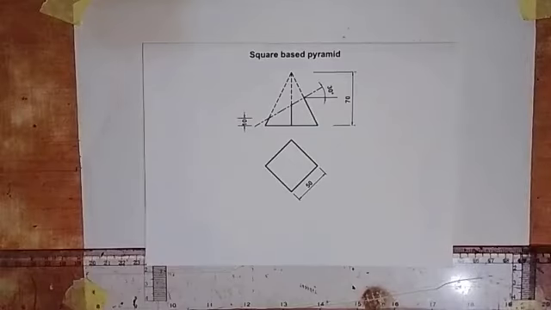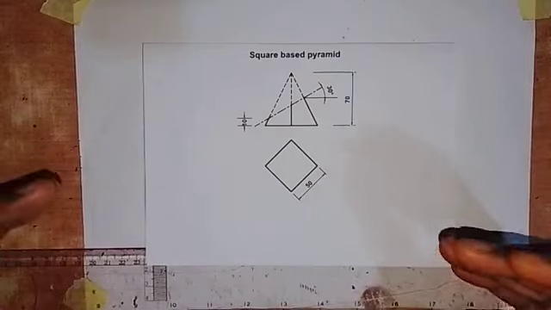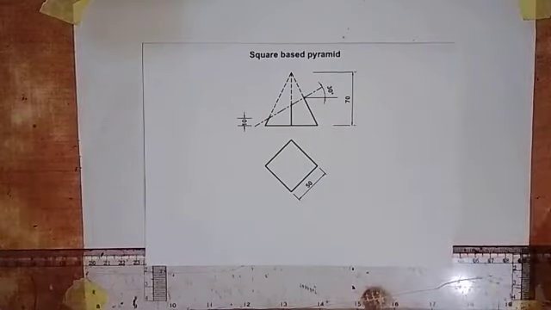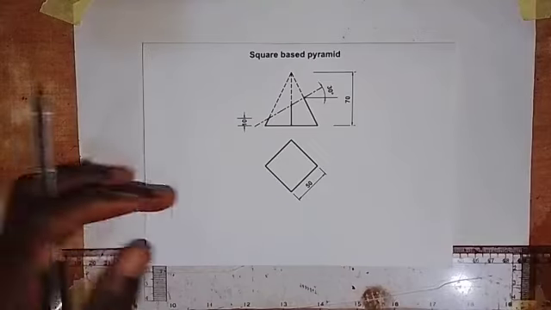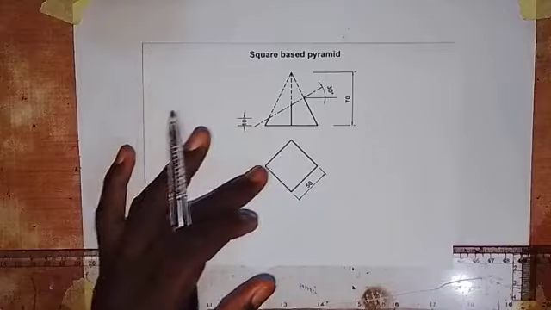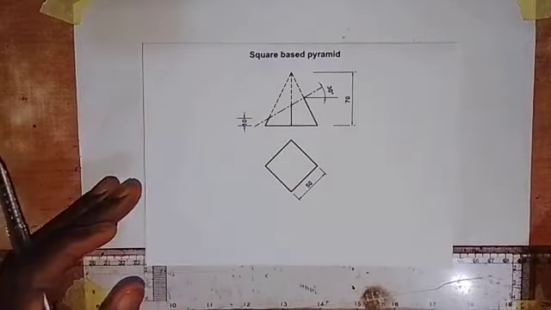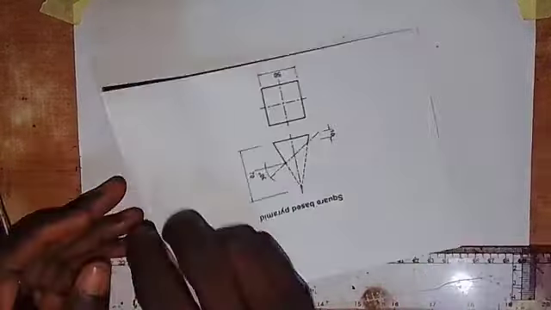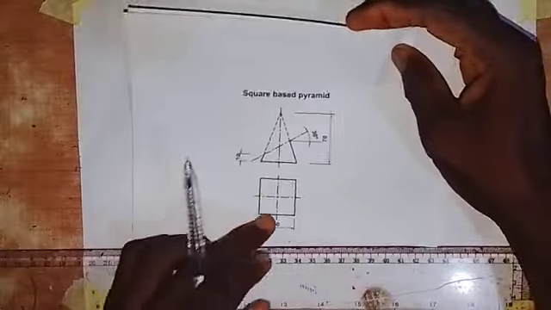Here we're still working on the construction of the complete plan, the true shape and the end elevation of a truncated solid. Here we have a square-based pyramid, though we also worked on the same square-based pyramid. But what makes this different from the first one is the way the square-based pyramid is positioned. Unlike the first one, let me show you. We have it here. So look at how this is positioned.